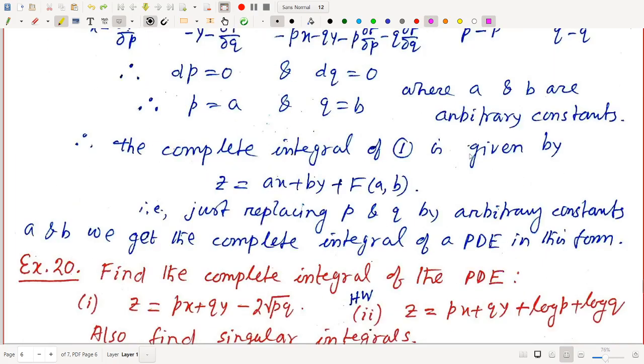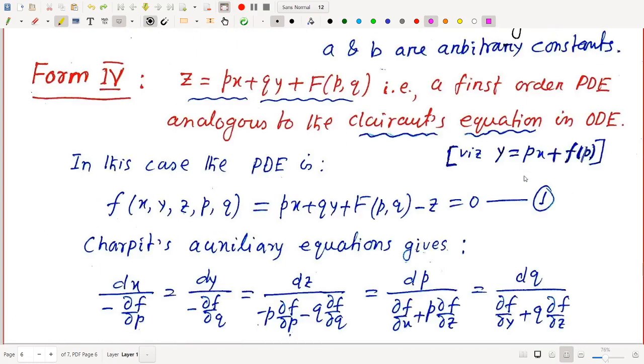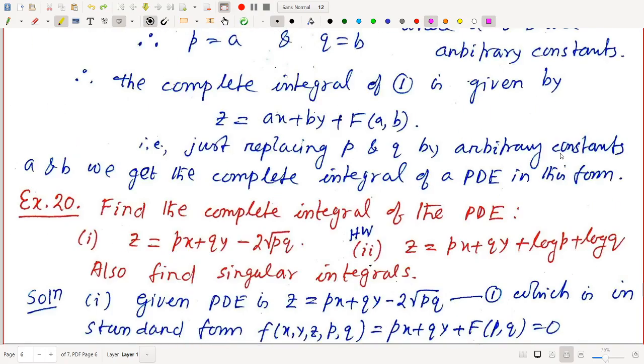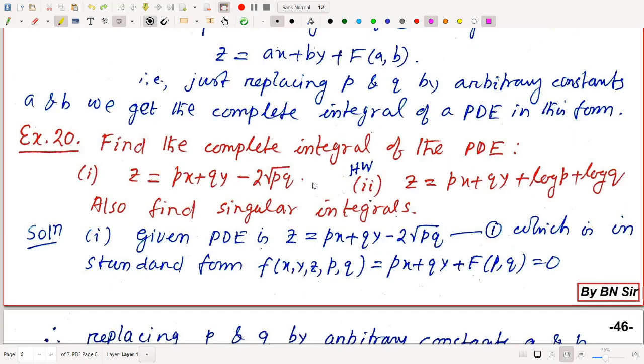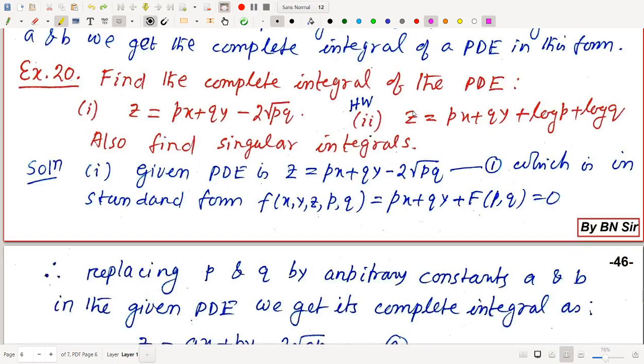Therefore the complete integral of 1 is given by just putting the values of p and q in number 1: z equal to ax plus by plus f of ab. Just replacing p and q by arbitrary constants a and b, we get the complete integral of a PDE in this form. In the ordinary Clairaut's equation also we have seen this form. Just replacing p by c, or p by an arbitrary constant, we get the solution. Here also we get the complete integral, just replacing p and q by a and b. Very straightforward. And the singular integral, if necessary, we shall find in some example.